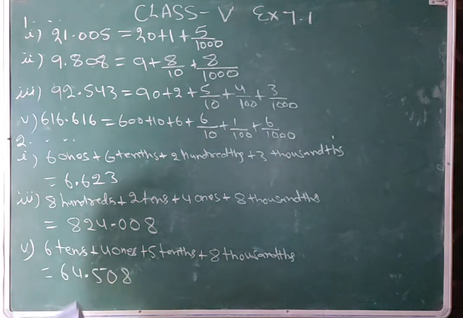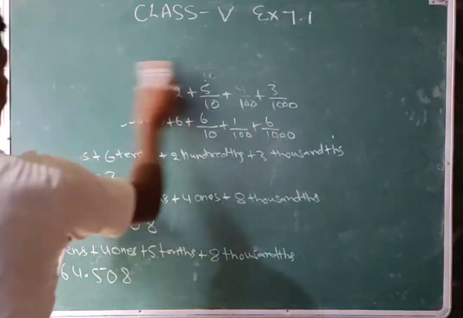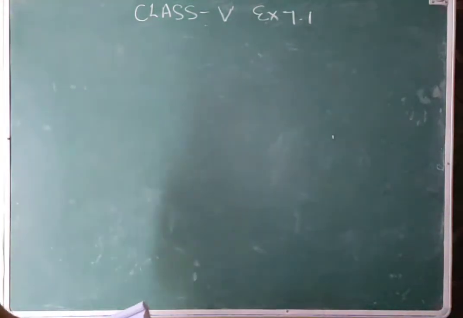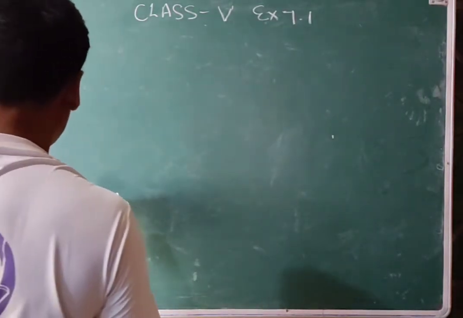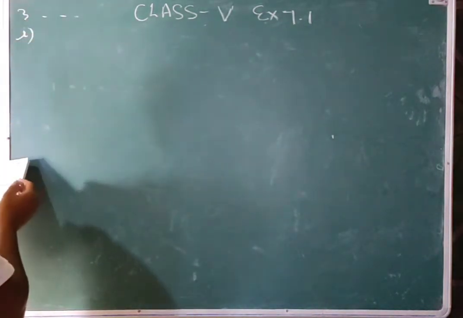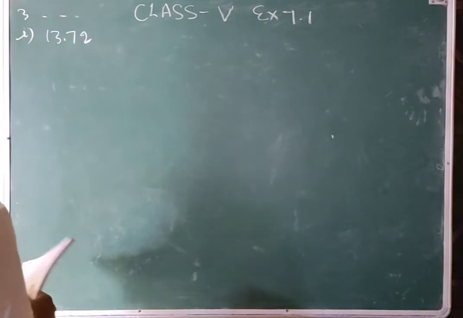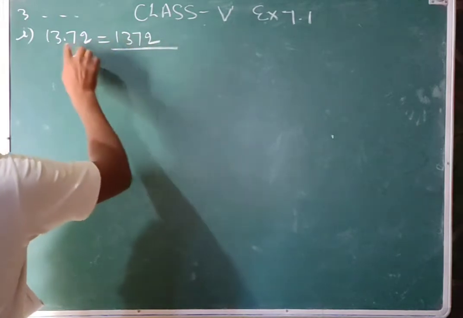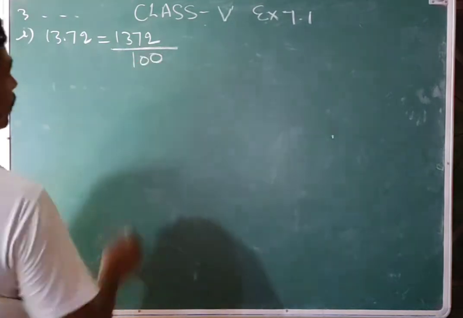Now question number 3. Convert the following as a fraction in the lowest terms or as a mixed number. So third question, first part is 13.72. So how will you do this one? See, very easy. 1372 you write similarly, and for the decimal you write 1 followed by zeros. After that, 2 digits are there, so you write 2 zeros.